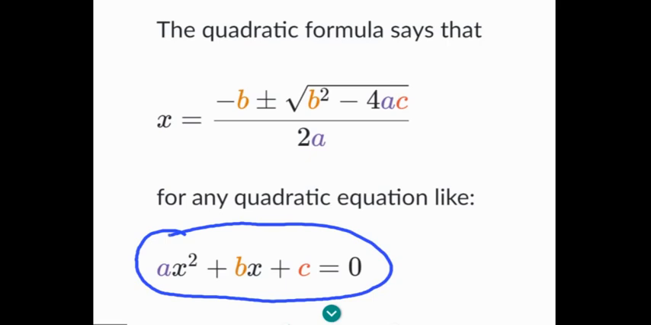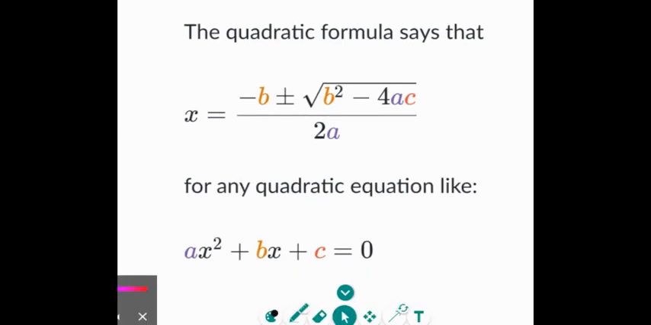I'm not going to burden you with all the details. I'm just going to tell you that the quadratic formula, which is this, comes from the quadratic equation, which is that. There is a process by which you can turn one into the other. So that's where it comes from.